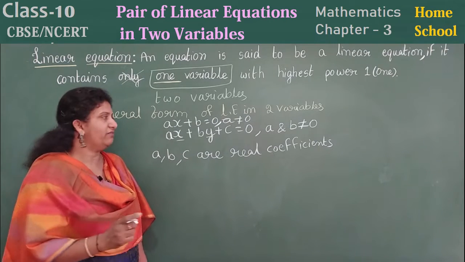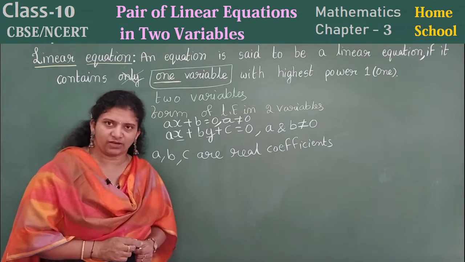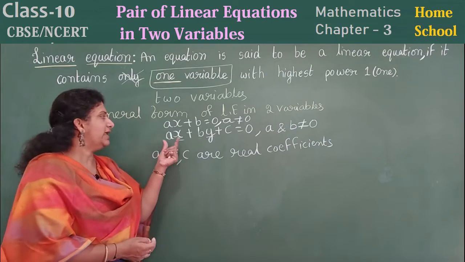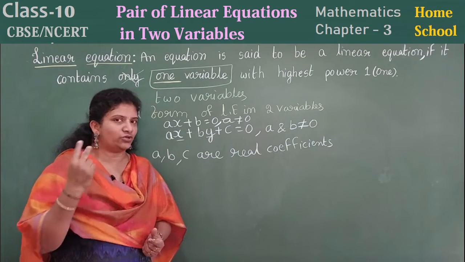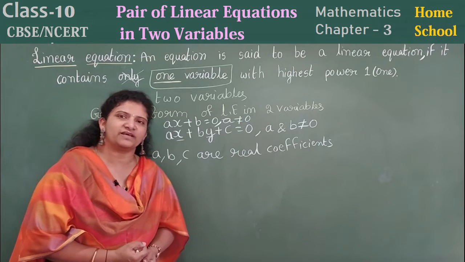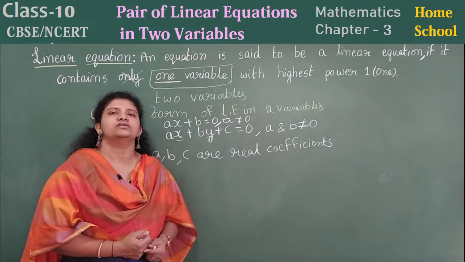Okay, one variable: ax plus b equal to 0, where a cannot be equal to 0. Linear equation in two variables. What are the two variables? x and y. What is the general form? ax plus by plus c equal to 0.